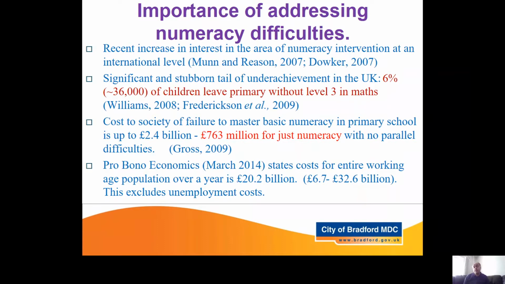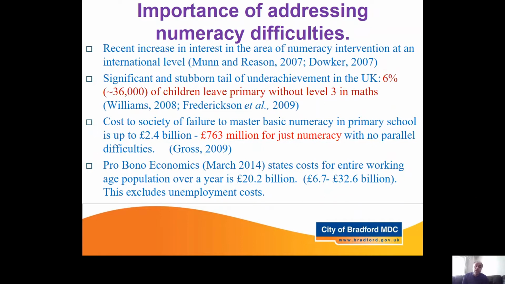And the cost to society for those children failing to master basic numeracy at primary school level is £2.4 billion, and £763 million of that is just for the numeracy with no parallel difficulties. So we're talking about huge numbers here, and it's no wonder that the government wants to get involved and try and nip these difficulties in the bud, because there is a huge cost to the public purse later on.